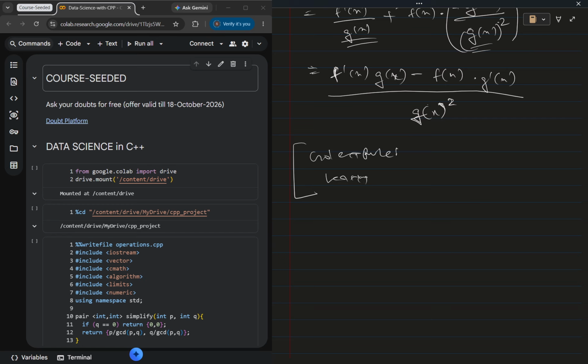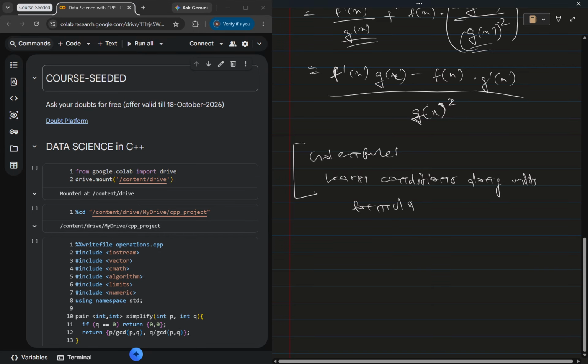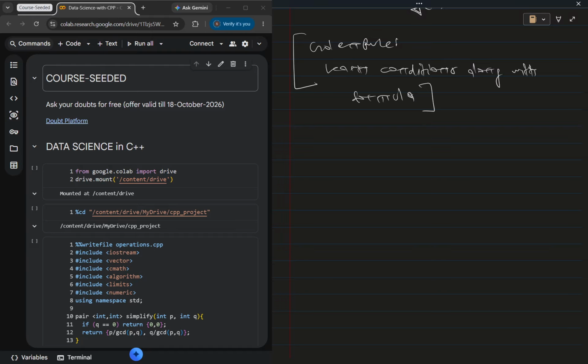Learn conditions along with formula. So you have to learn the condition for those formula as well. So this is the golden rule, I would say.